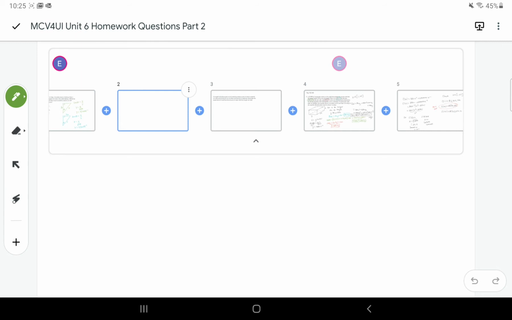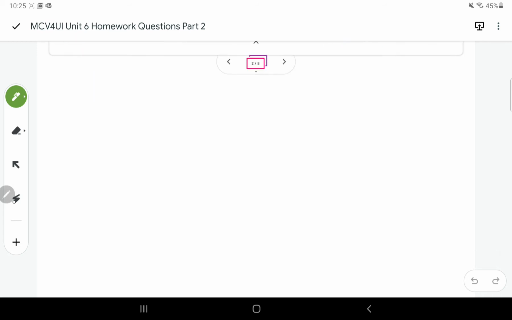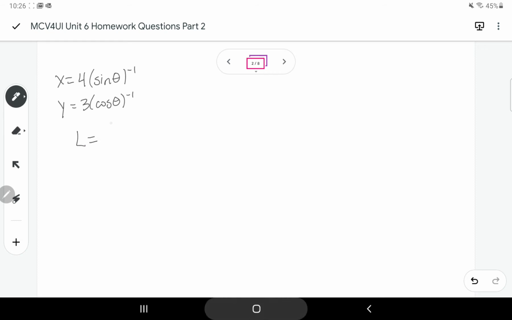This is where it gets a little tricky to multitask. So I had X was 4 sine theta to the -1, and Y was 3 cos theta to the -1. Is that right? Okay. So my total length, the amount of length that can fit, is going to be these two things added together: 4 sine theta to the negative 1 plus 3 times cos theta to the negative 1.